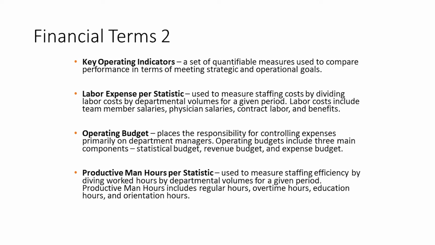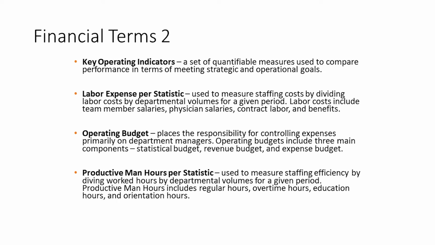Key operating indicators are a set of quantifiable measures used to compare performance in terms of meeting strategic and operational goals. Labor expense per statistic is used to measure staffing costs by dividing labor cost by department volumes for a given period, including team member salary, physician salaries, contract labor, and benefits. And this is a very important metric for managers of units to understand.